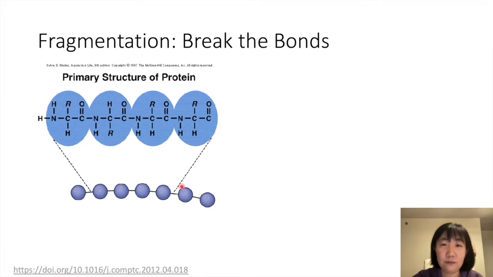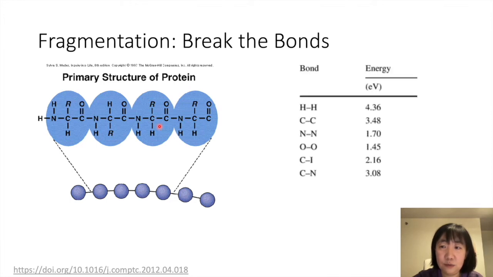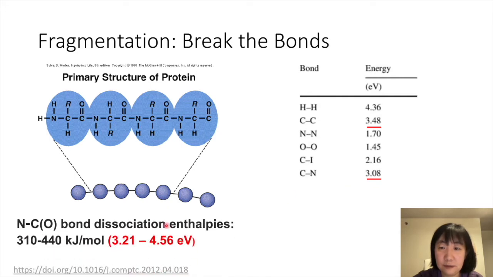Fragmentation means that we need to break the chemical bonds. That means some energy more than the bond dissociation energy will be needed. For protein or peptide backbones, we have N-C and C-C bonds. The average bond energy of these two are both around 3 to 4 eV according to the literature, but they are average values. Of course, for protein, bond energy is affected by the groups on the side chain, so it varies.